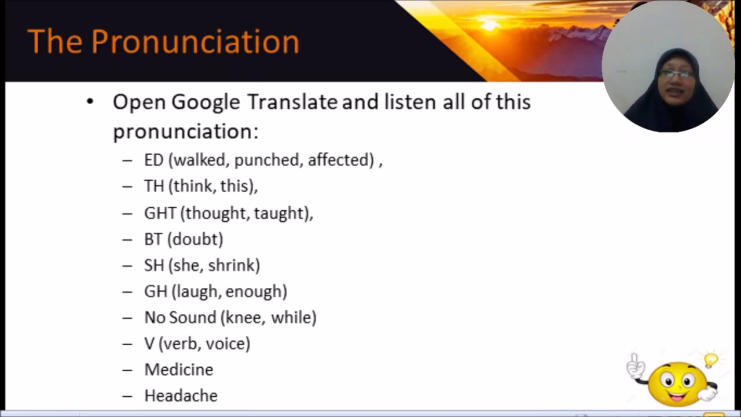Laugh and enough. And then you need to understand about some letters that are silent, with no sound, like knee, just knee without the K. Or while, with the H silent.